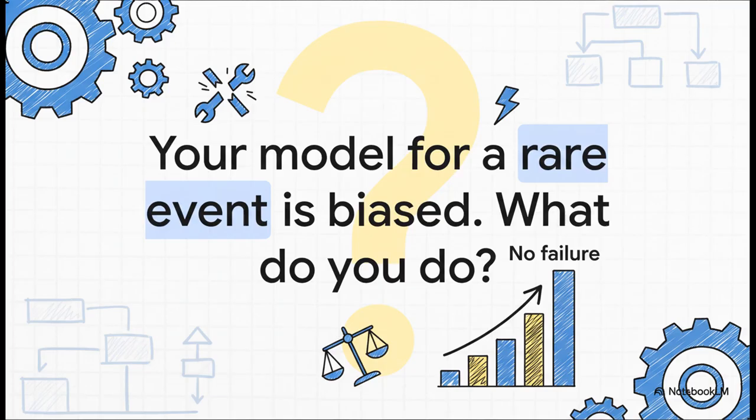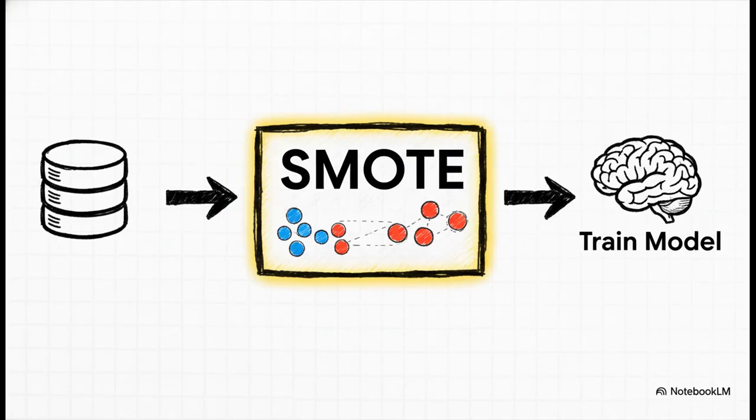First one, you're trying to predict a rare event, and your model is totally biased. It almost always predicts the common outcome. What do you do? You got it. You bring in SMOTE. And the key thing to remember is when you use it. It has to come before you train the model to fix that imbalance, before the algorithm even sees the data.